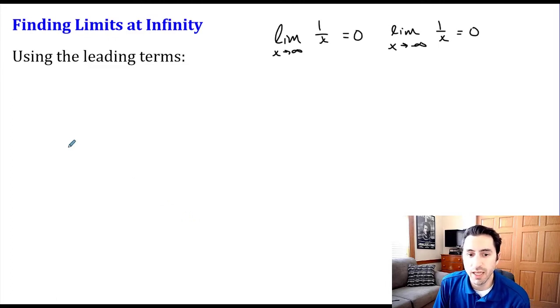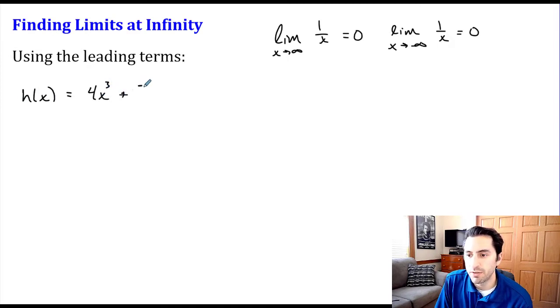So this is related to the end behavior of a function. Now just a reminder as to what that is. Let's say we have a function, I'm going to say this is h of x, and I'm just going to do a polynomial. So 4x cubed plus 3x squared plus 2x minus 1. Whatever this happens to be.